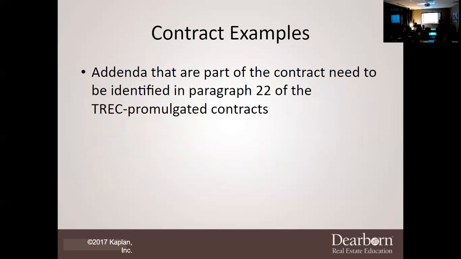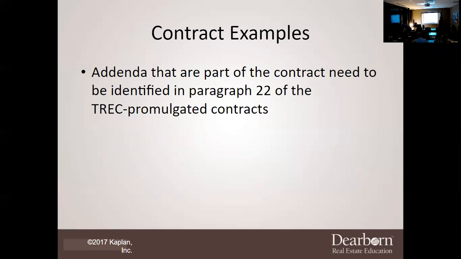All right, so again, those are some of the things that you need to be aware of. Now, the addenda that are part of the contract need to be identified in paragraph 22 of the TREC promulgated contract. So again, like what we just talked about, I promise you, about 90% of the time, you're going to be adding an addendum. If you check anything in that box, you need to immediately go straight to the next one. Okay, immediately.